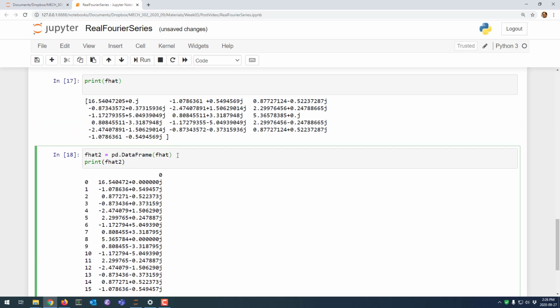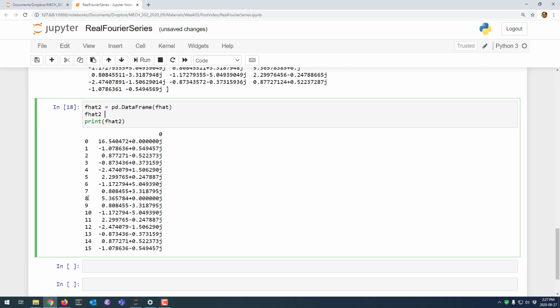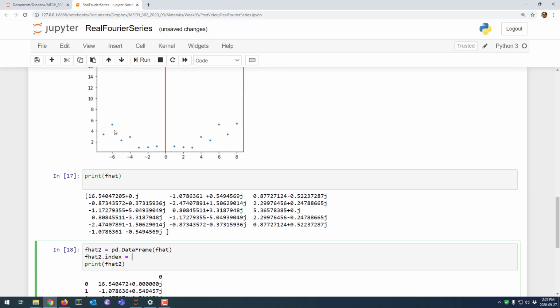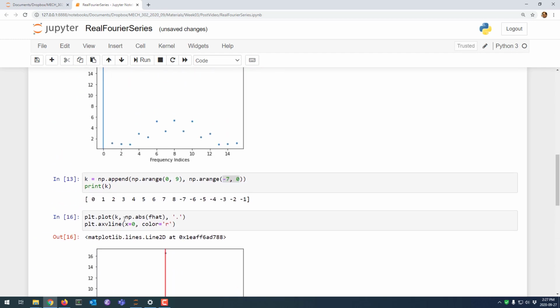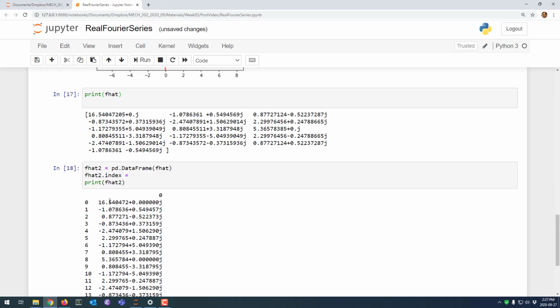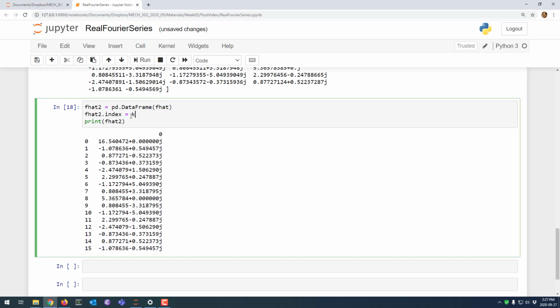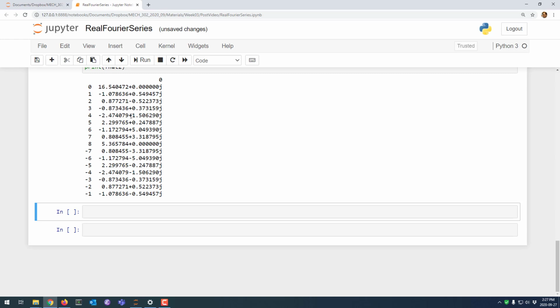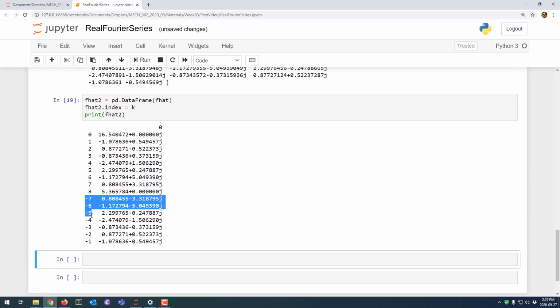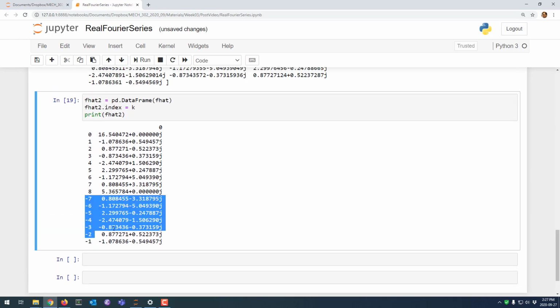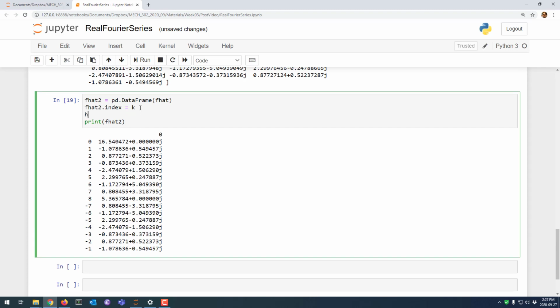So let's practice our pandas skills here a little bit and say for F hat 2, I would actually like to go 0 to 8 and then minus 7, minus 6, minus 5. And to do that, we just set the index equal to what we used here before, which we called K. So that's an alternative indexing scheme. And if we try that, no, that almost worked. We have the negative values there, but we don't actually have it in sorted order, fortunately.